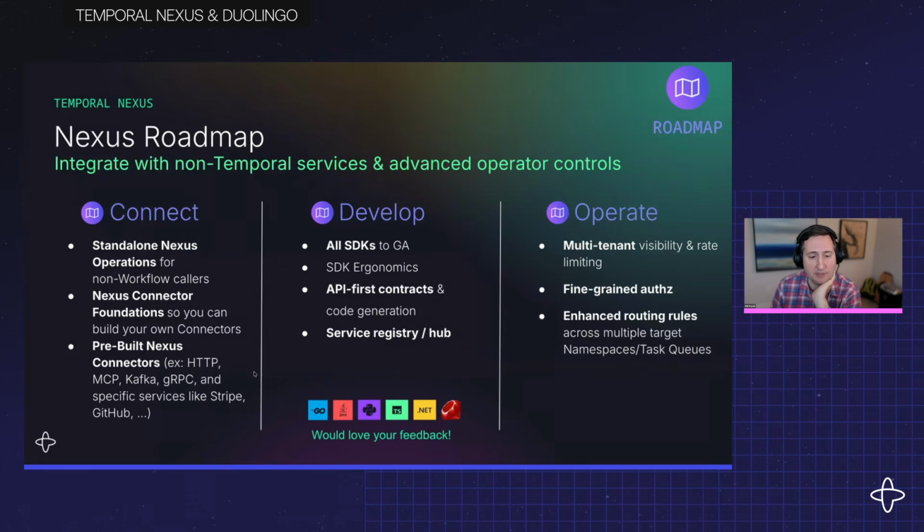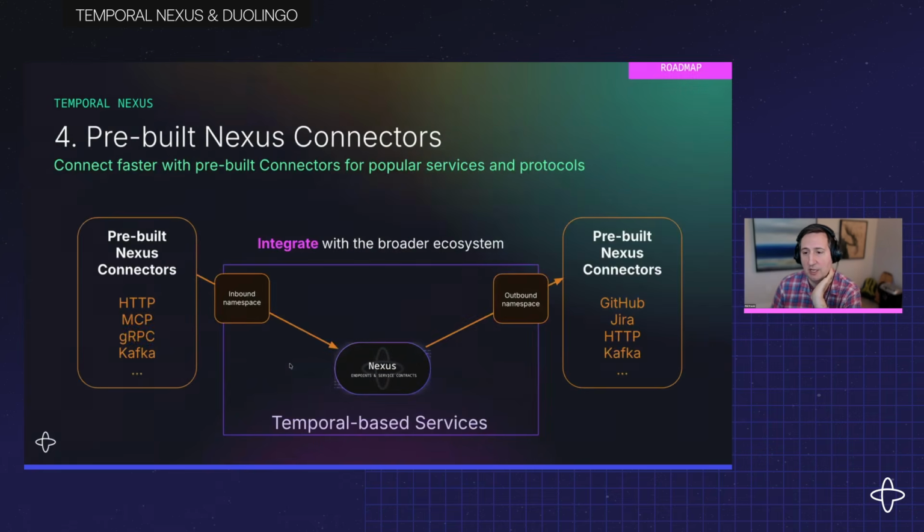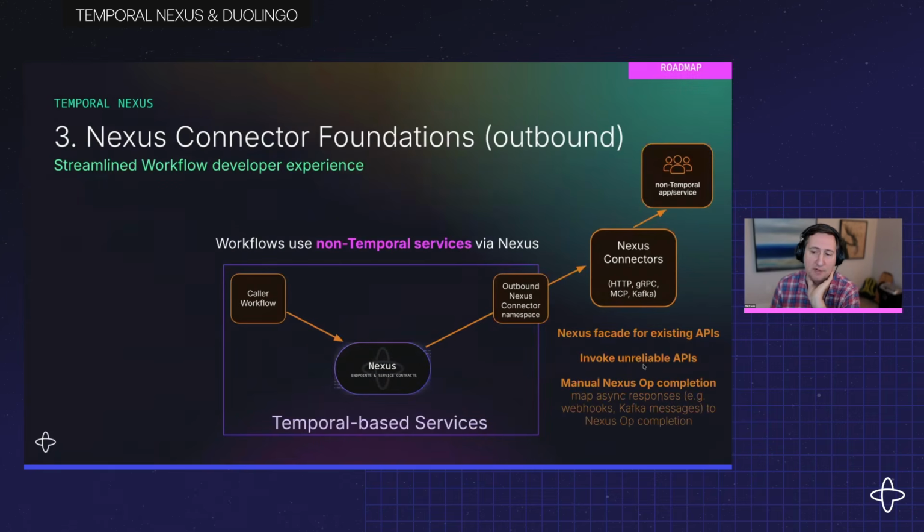So standalone activities is basically what's going to support invoking unreliable APIs. And so when you have a Nexus handler, that's really focused on invoking a reliable API. And so if you want to invoke unreliable APIs, then you'll want to combine a standalone activity with a Nexus handler. And that's something that'll be coming into pre-release here in the near future. So stay tuned on that front.